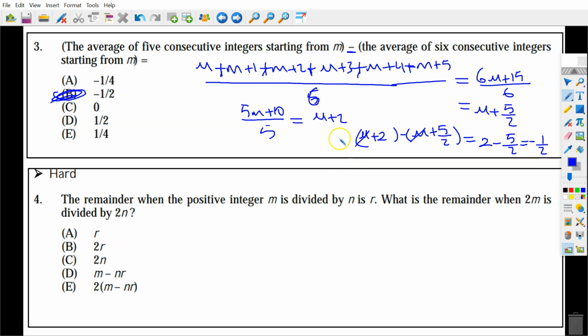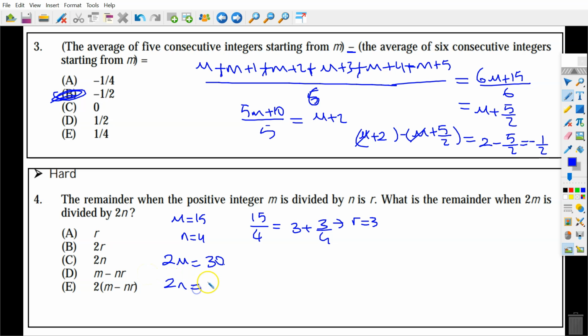So let m be 15. Okay. So let's say the m is 15, and n is equal to 4. So if I divide 15 by 4, my remainder will be 3, since it is 3 plus 3 over 4, which means r is going to be equal to 3. Okay, so 2m is going to be equal to just 30. When you divide 2m by 2n, 2n will be also 8. So 30 divided by 8.